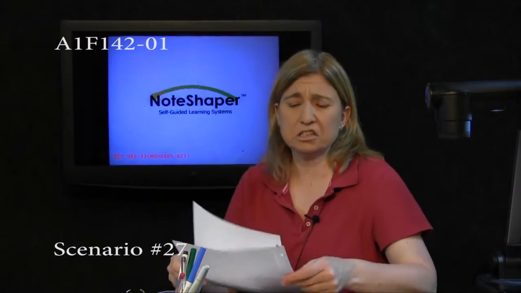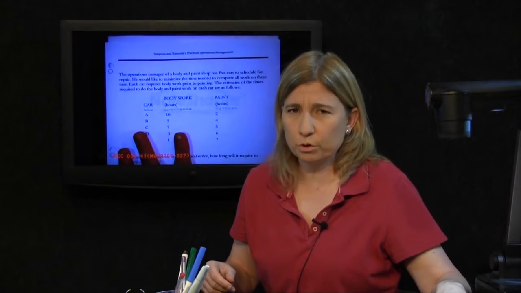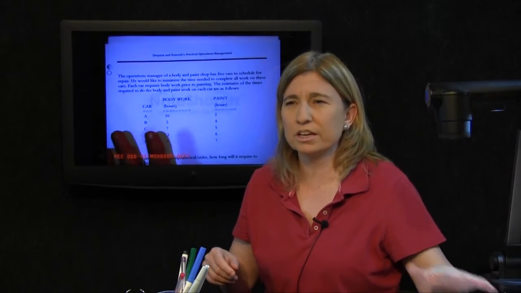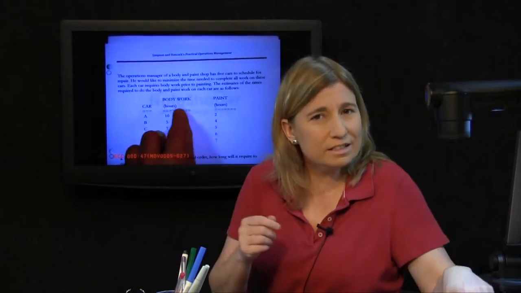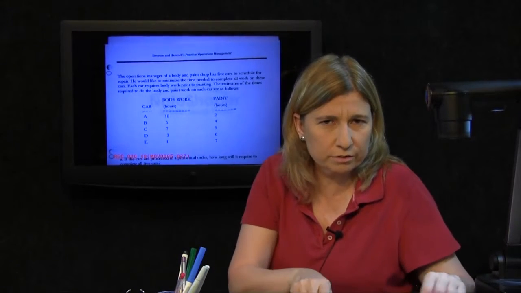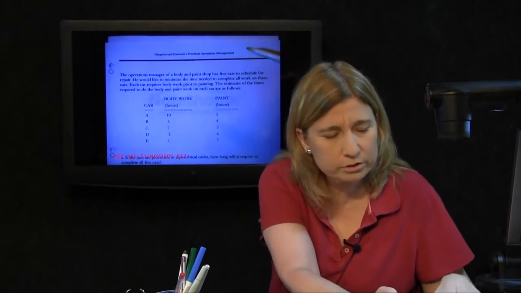Johnson's rule is the method that minimizes the makespan of a schedule of any system that has two work centers or two stages of processing. But just because a system has two work centers or two stages of processing doesn't necessarily mean that Johnson's rule is being used. And that's the irony that we can see here in the first part of this body and paint shop problem. Let's look.